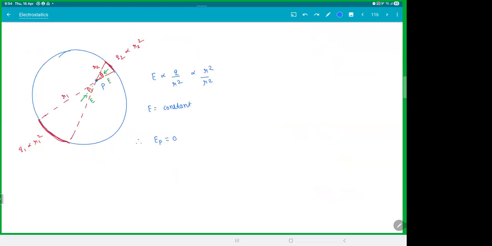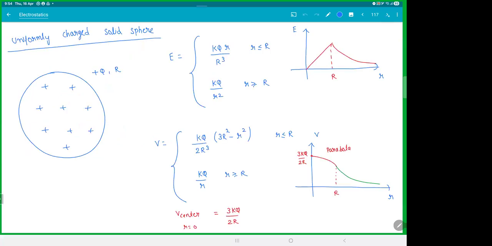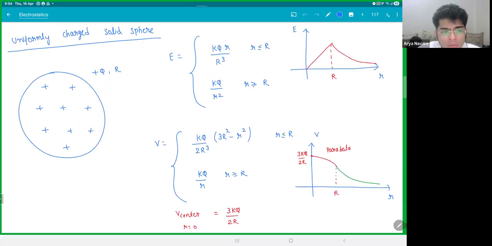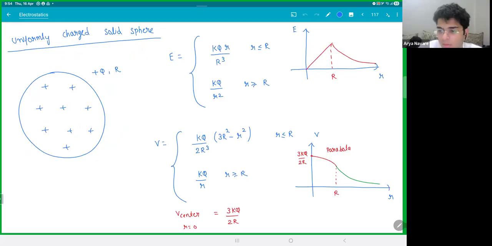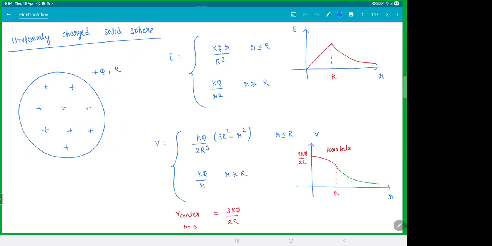So either you're inside or outside. You can't be on the charge. Sir, then doesn't it mean it makes no sense that we can define potential inside the solid sphere, because in a solid sphere you'll always be on a thin shell, right? Yes, sir.